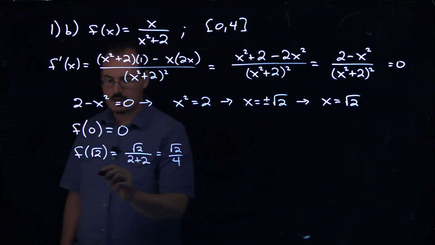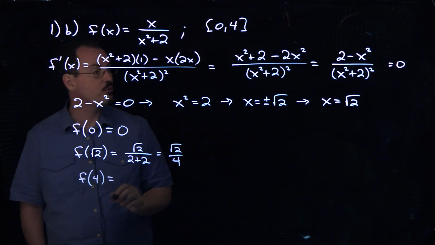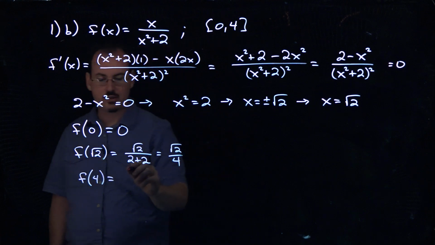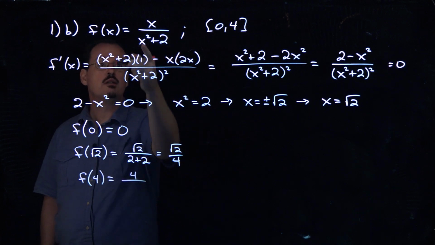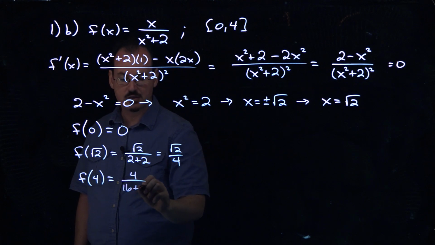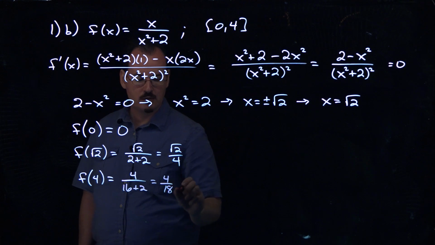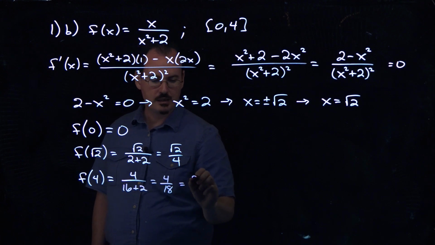Okay? And then finally, the last number on this list is the other endpoint, 4. So for that one, we'll get 4 over, if I plug that in there, 4 squared, that's 16, and then plus the 2. So I'll get 4 over 18, which is the same as 2 over 9.